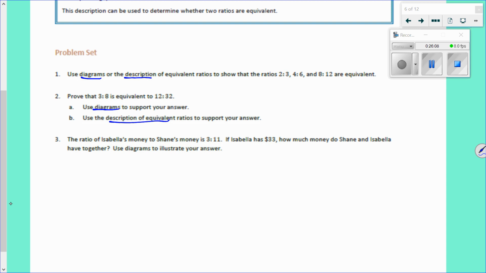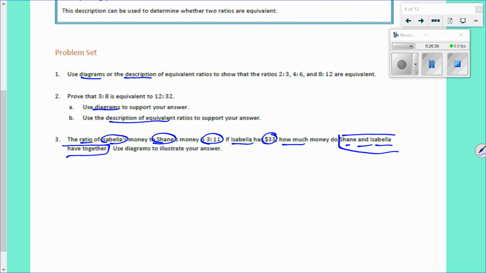Okay? I'm going to give you guys a heads up that the other classes don't get, because this is the video, and I was trying to throw a little extra in there to get you guys to watch the video. But the ratio of Isabella's money to Shane's money is 3 to 11. If Isabella has $33, how much money do Shane and Isabella have together? There is our question. What is the big piece in this?